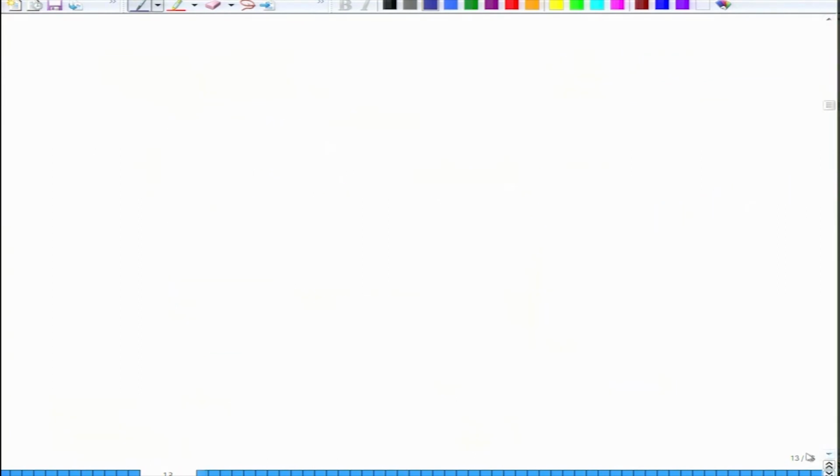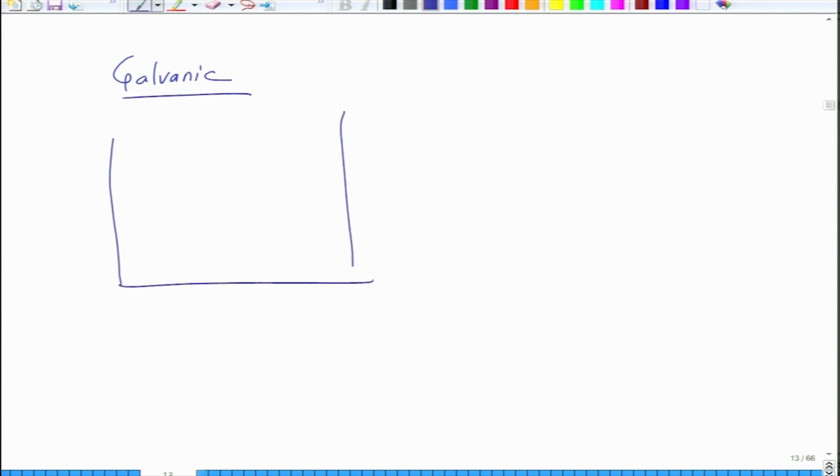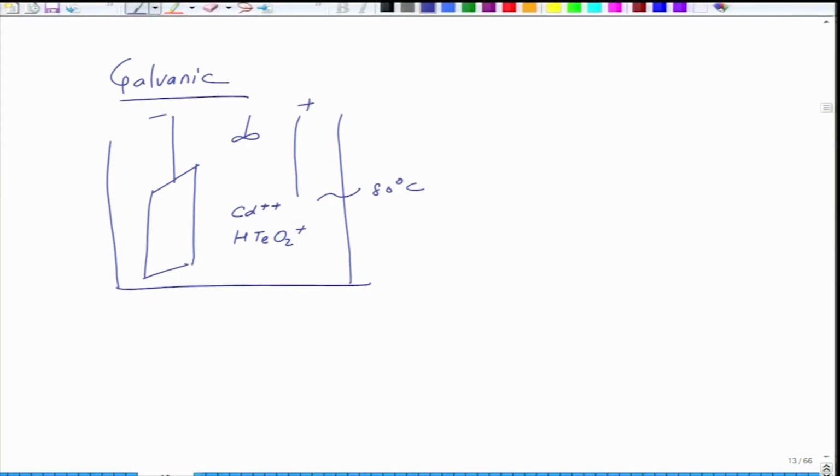And then you can also do it by galvanic reduction. Basically, this is the galvanic process. In the galvanic process you have a box in which you have an electrode, and you have an electrolyte which consists of both the ions. This is kept at about 80 degrees centigrade, and you stir it. You have a counter electrode as well. This is minus, this surface is positive, and basically you have galvanic reactions that occur.